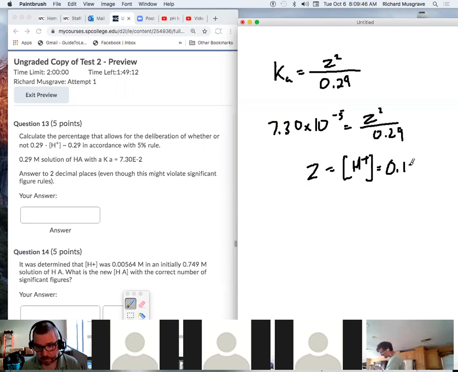Is it 7.30 times 10 to the negative 5 or 10 to the negative 2? I'm looking at number 13 here. Yeah. Did you write 10 to the negative 5 on your... Oh, I did. I'm sorry. I was confused. Right. Sorry. I've been used to writing that. I did the right calculation, though. The H plus came out to be 0.15. Yeah, I had gotten that too. I just wanted to make sure. Thank you.